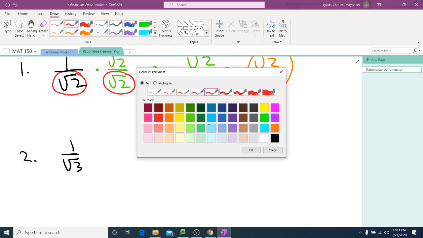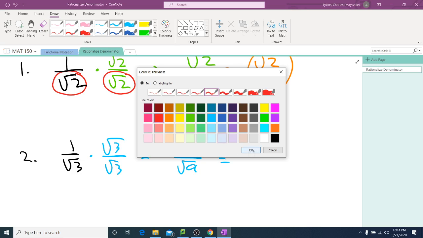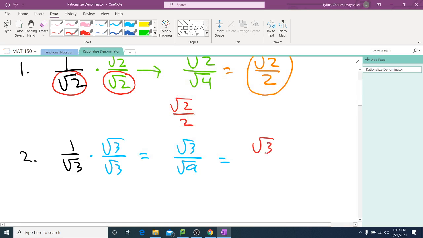Now, I'm looking at right here, I need to multiply both by the square root of 3. So in this one, 1 times the square root of 3 is just the square root of 3. Now this is 3 times 3, so you can say that is a square root of 9, which is 3. So the answer is square root of 3 over 3. Now notice one thing too is we're not having a square root in the bottom in our denominator.